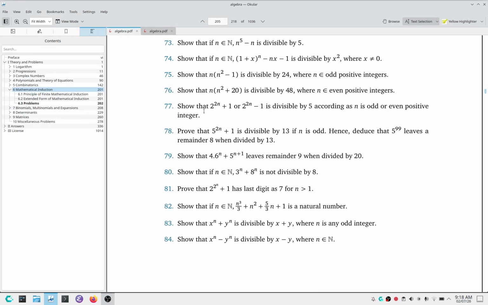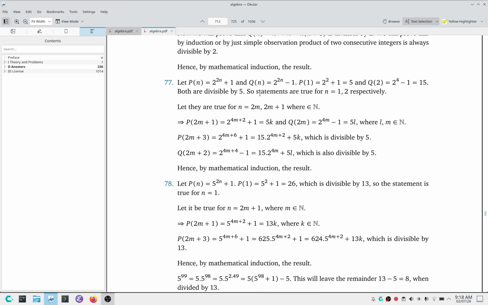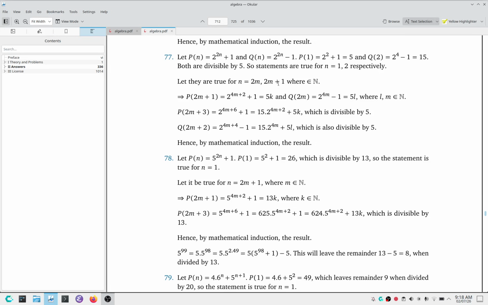Question 77 says: show that 2 raised to the power 2n plus 1 or 2 raised to the power 2n minus 1 is divisible by 5, according as n is an odd or even positive integer. So we let P(n) be equal to 2 raised to the power 2n plus 1 and Q(n) be equal to 2 raised to the power 2n minus 1. Now P(1) is 2 square plus 1, that is 5, and Q(2) is 2 raised to the power 4 minus 1, which is equal to 15. Both are divisible by 5, so they are true for n is equal to 1 and 2.